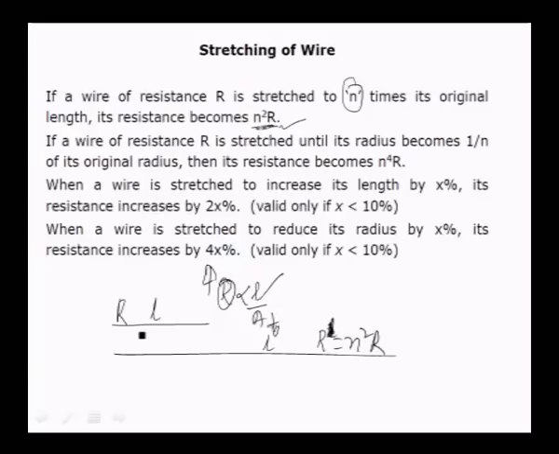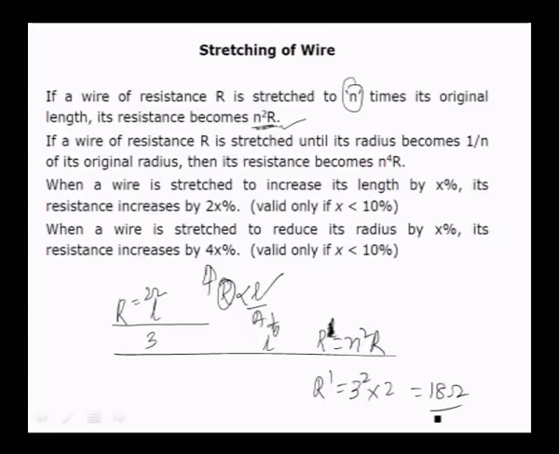Say for example, this wire has a resistance of 2 ohm. What is the resistance if it is expanded to 3 times? Therefore, R dash is equal to 3 square times the original resistance, which is 2. 3 square is 9, 9 into 2 is equal to 18 ohm. Like that you are going to calculate.